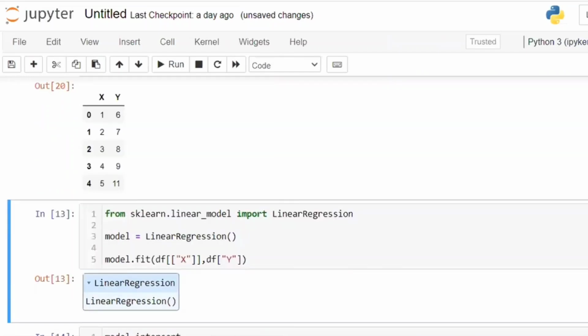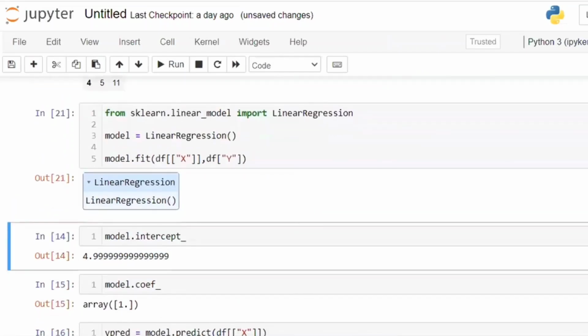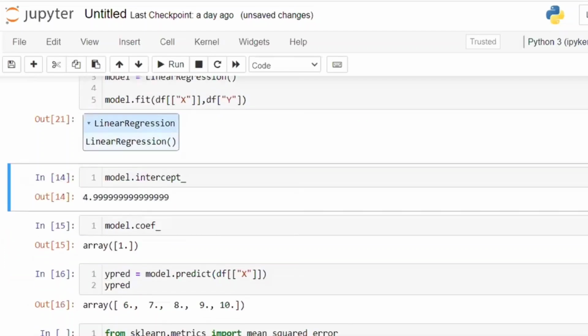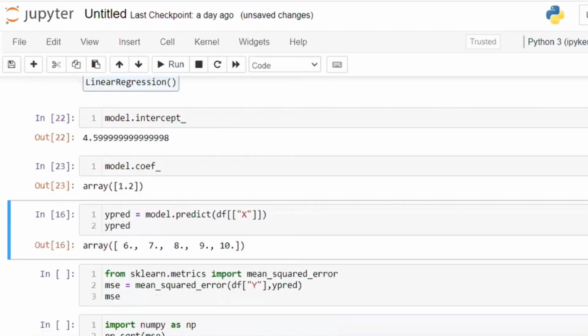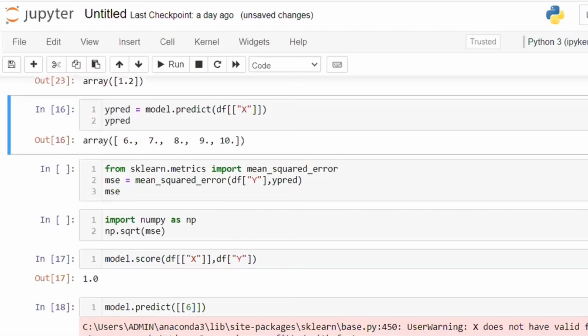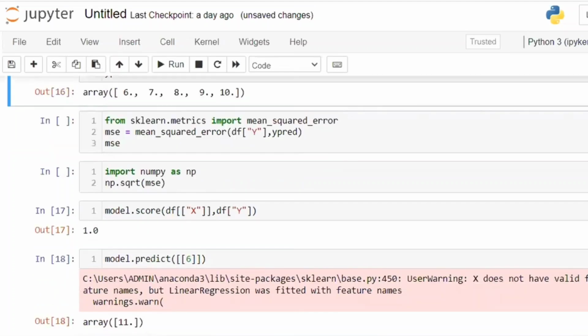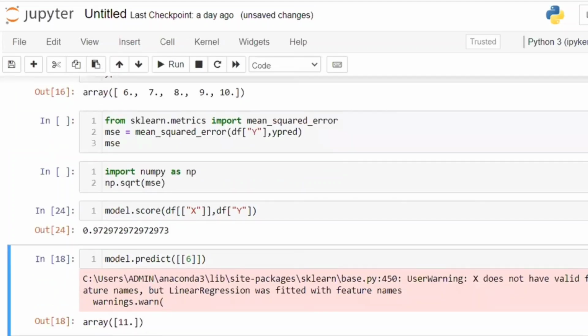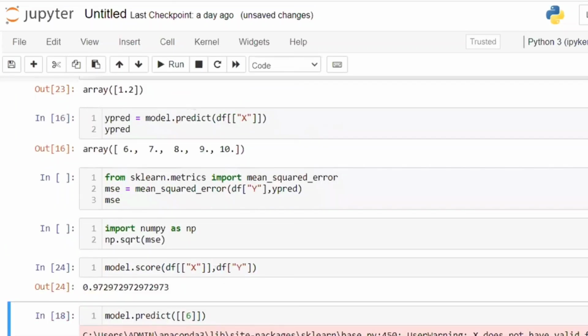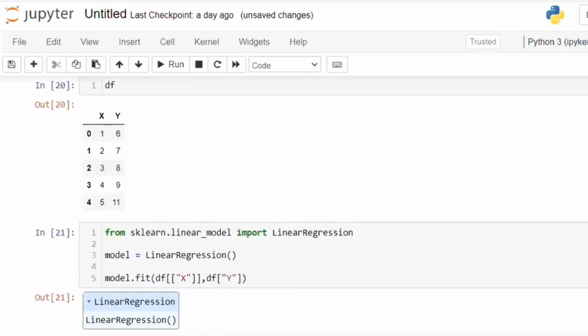Right? So if I apply the linear regression over the given data set, with the intercept value and the coefficient value, and if you check the score, it means 97%, you can predict the answer. For the 6, in the future data, if this is the past data, for the future data, this is the expected value.